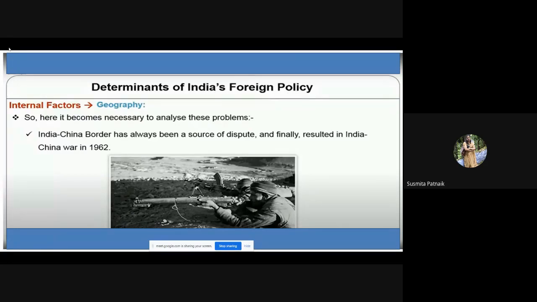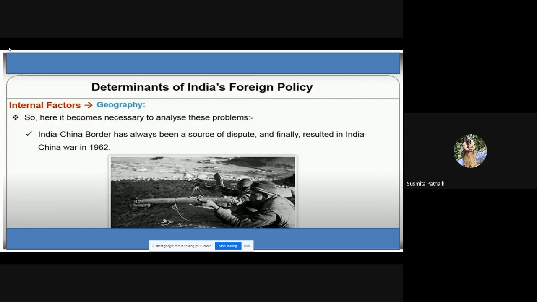If your knowledge is good about determinants, factors, principles, aspects, approaches and meanings, then you can write easily about India's relations with neighbouring countries. Suppose a question comes about the determinants of foreign policy, and you don't know what determinants means, you simply write the principles of foreign policy. So principles and determinants are totally different.